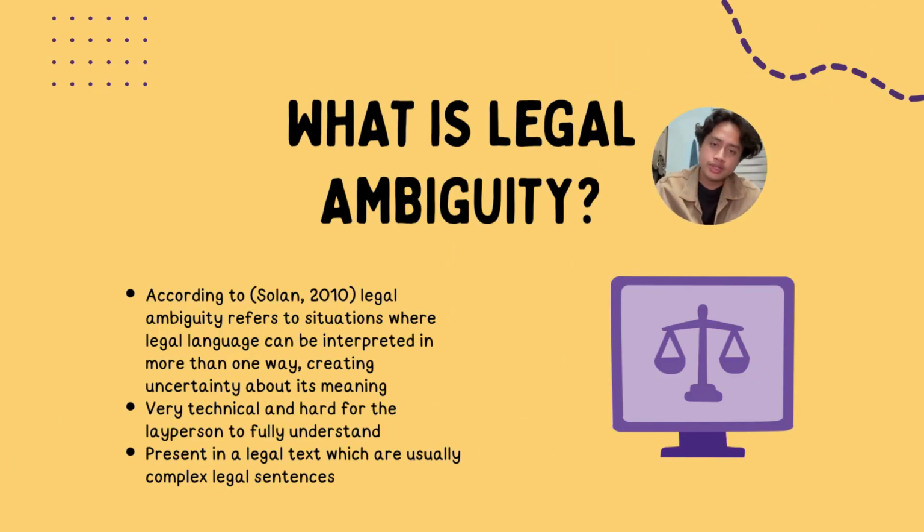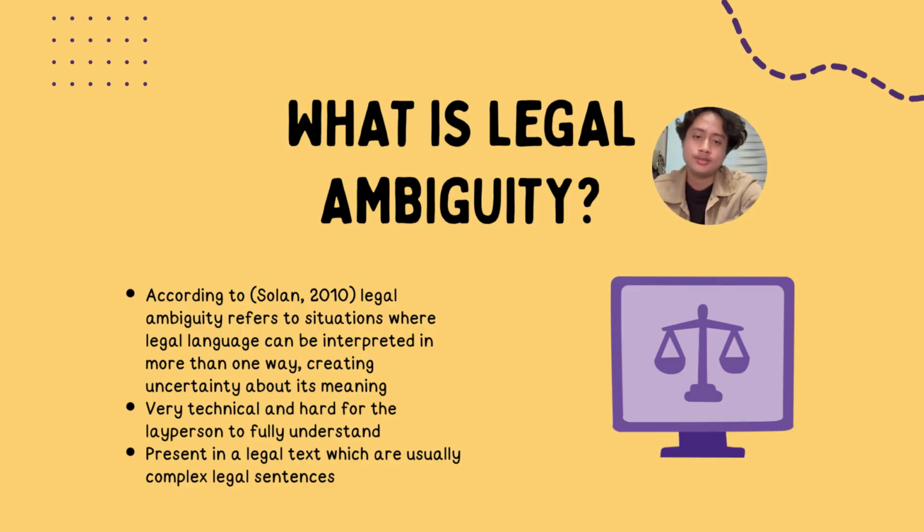So, I'll be explaining what is legal ambiguity according to Solan in 2010. A legal ambiguity refers to a situation where legal language can be interpreted in more than one way, creating uncertainty about its meaning. There are multiple different meanings when it comes to legal ambiguity. It can be very technical and hard for a layperson to understand, and it is mostly present in legal text, which is usually a complex legal sentence, not usually accessible by a layperson. You need a professional to help you understand a legal text.